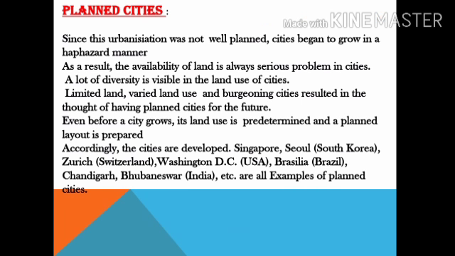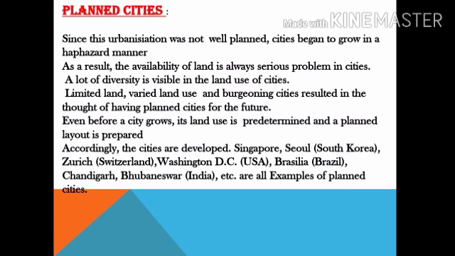After the Industrial Revolution, urbanization occurred on a large scale throughout the world. Since this urbanization was not well planned, cities began to grow in a haphazard manner. Haphazard manner means it was not controlled and a proper sequence was not followed. Because of employment opportunities there, a large-scale migration to cities occurred. As the cities started giving a lot of employment, many people started coming to the cities for employment purposes. As a result, the availability of land is also a problem in the city. A lot of diversity is visible in the land use in the cities.